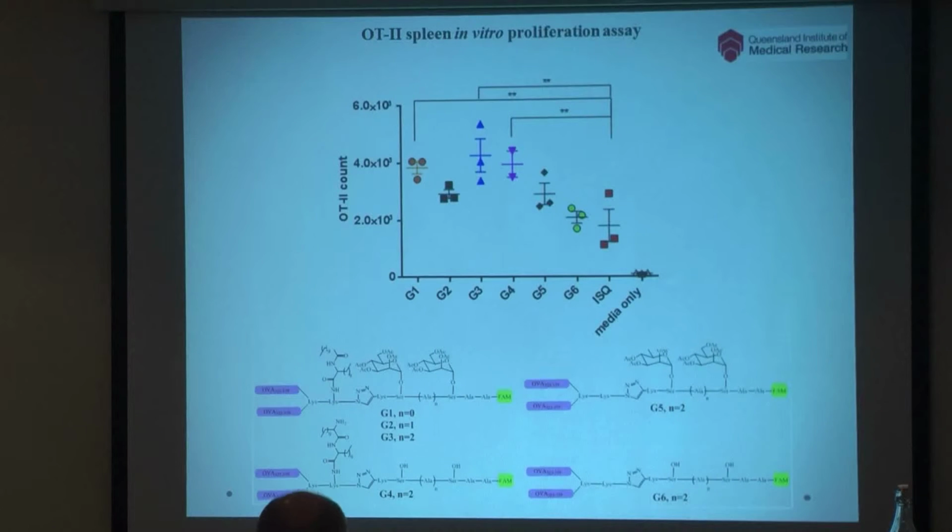So we wanted to have a look at the effector T-cell response of these constructs, and we found that when we studied them with the OT2 cells in vitro, constructs 1, 3 and 4, those three of them, have quite significant proliferation ability on the OT2 cells.